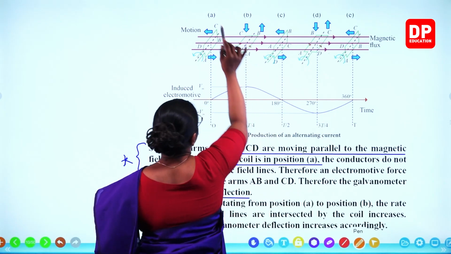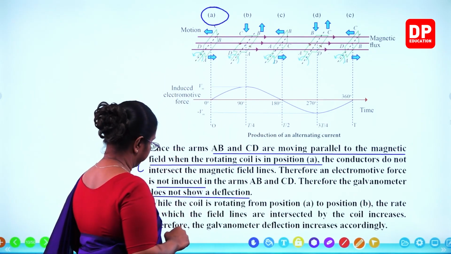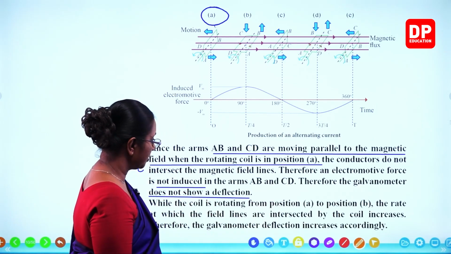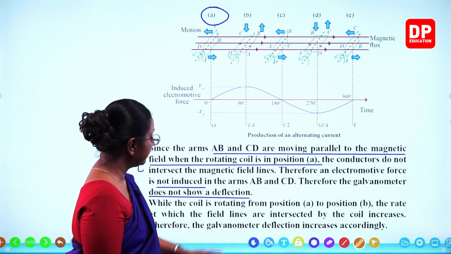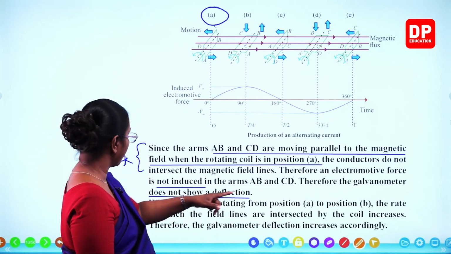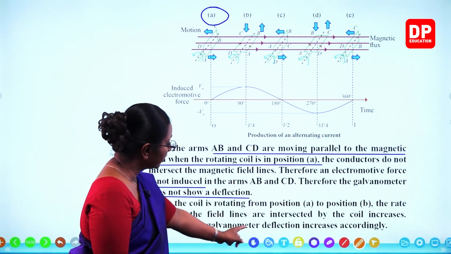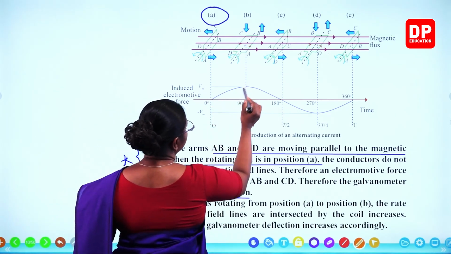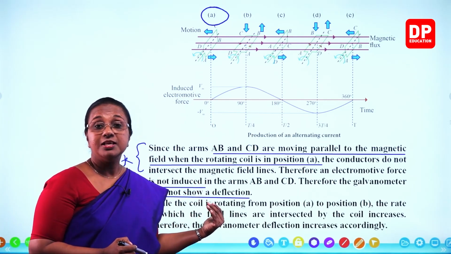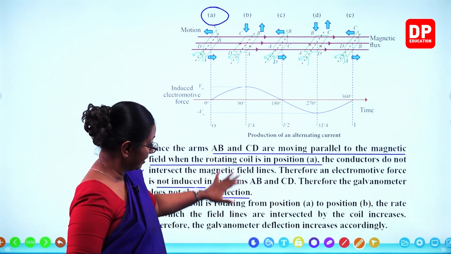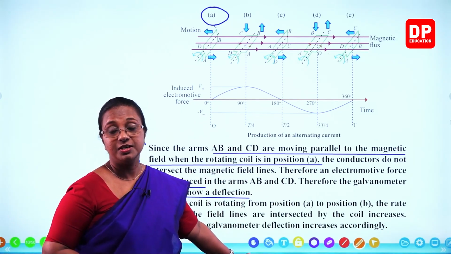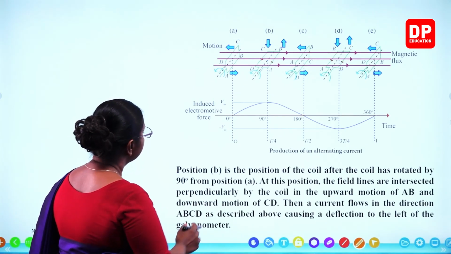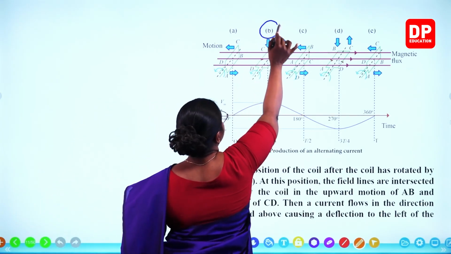This first position A. While the coil is rotating from position A to position B, the rate at which the field lines are intersected by the coil increases. Therefore, the galvanometer deflection increases accordingly. So, from here to here. All these are what I explained to you all, but with the information given on the slide. So, then, if we move on to the next one, now here it is position B.